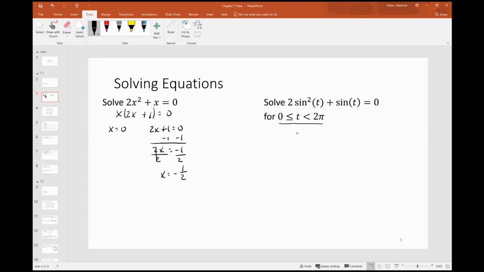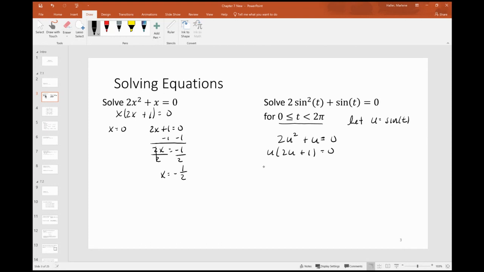Sometimes we call this doing a u substitution. So if I let u equal the sine of t, and make that u substitution into the equation, then I'll have 2u squared plus u equals 0. And look at that, it's the same equation that we were solving over here for x. We would factor out the u. We'd be left with 2u plus 1 equals 0.